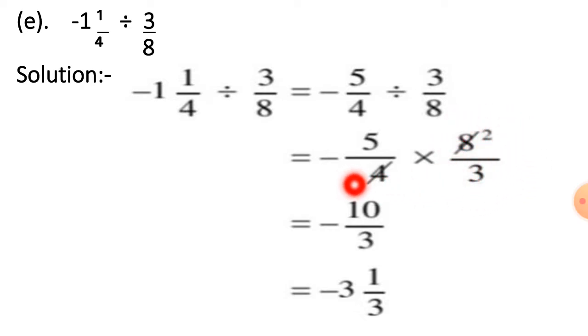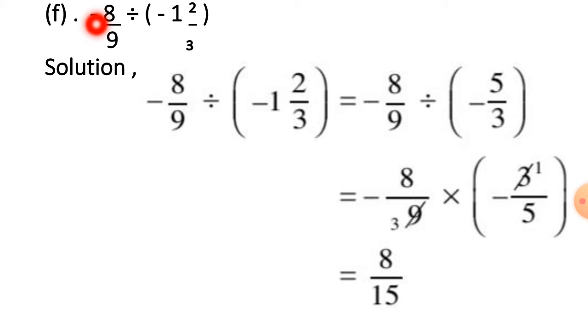In the table, 4 ones are 4, 4 twos are 8, and 3 and 5 cannot be cancelled because they are not coming in their table. So 5 twos are 10, and 3 ones are 3, and the minus sign stays the same over here. You can write this improper fraction as a mixed fraction. The answer will be minus 3 into 1 over 3.